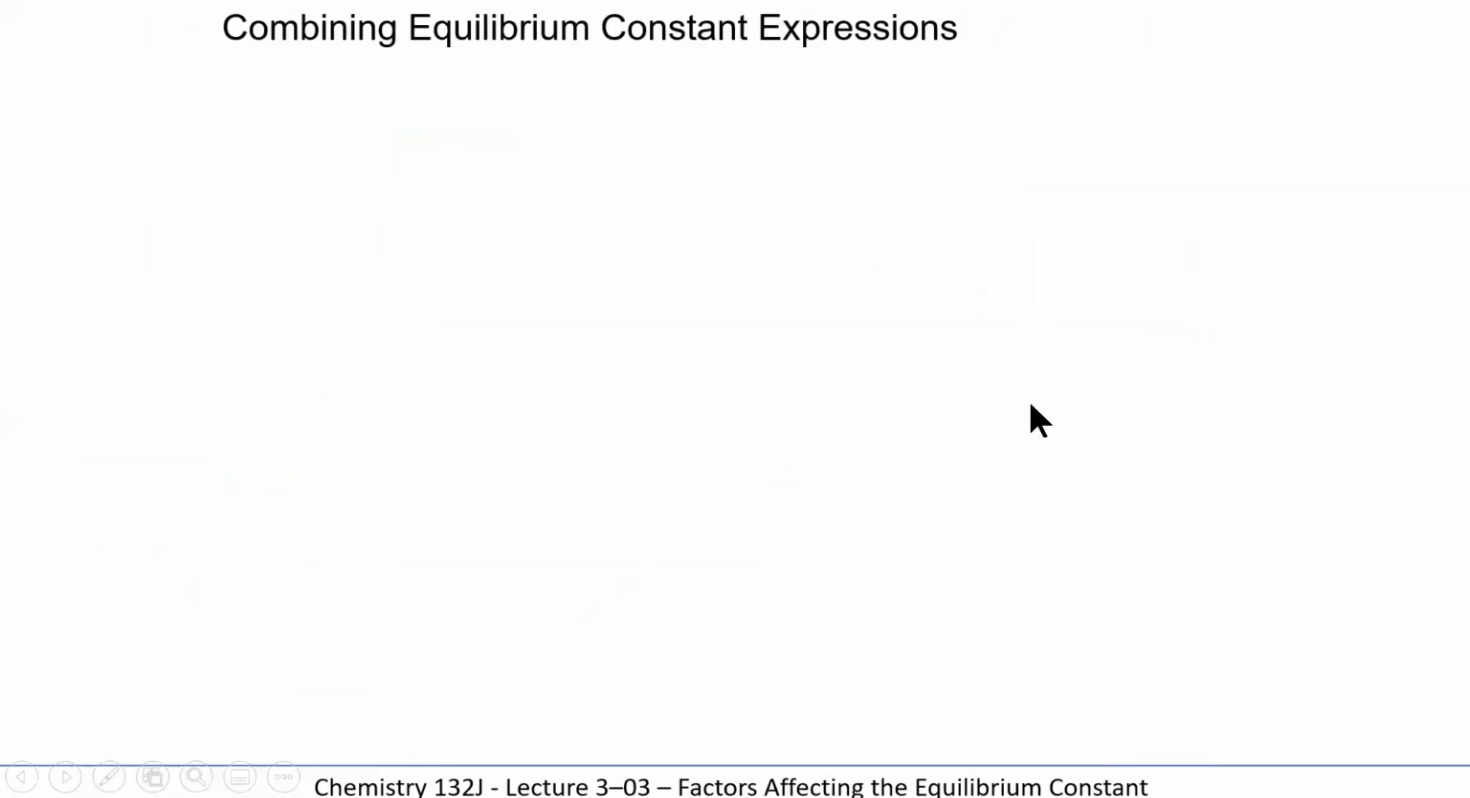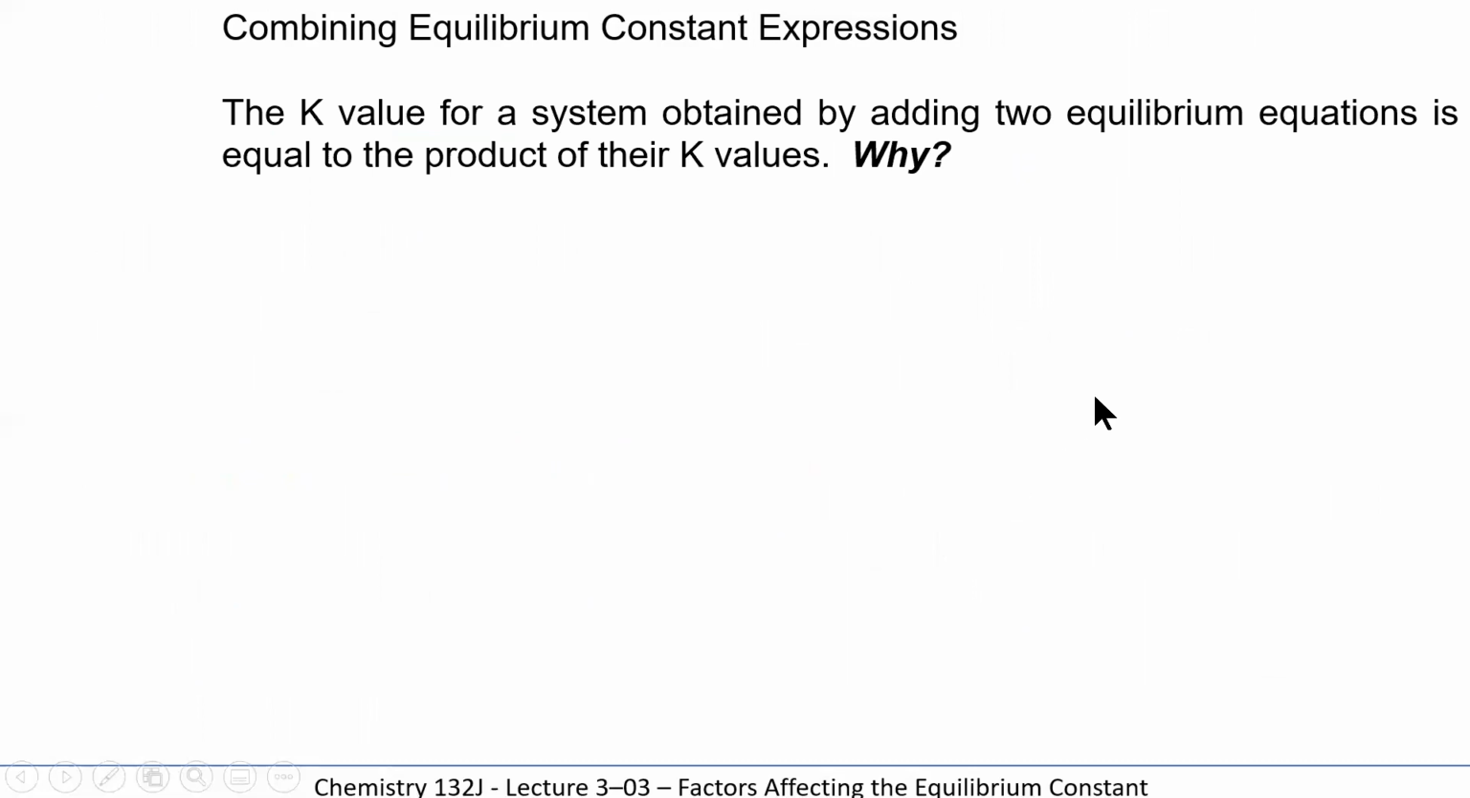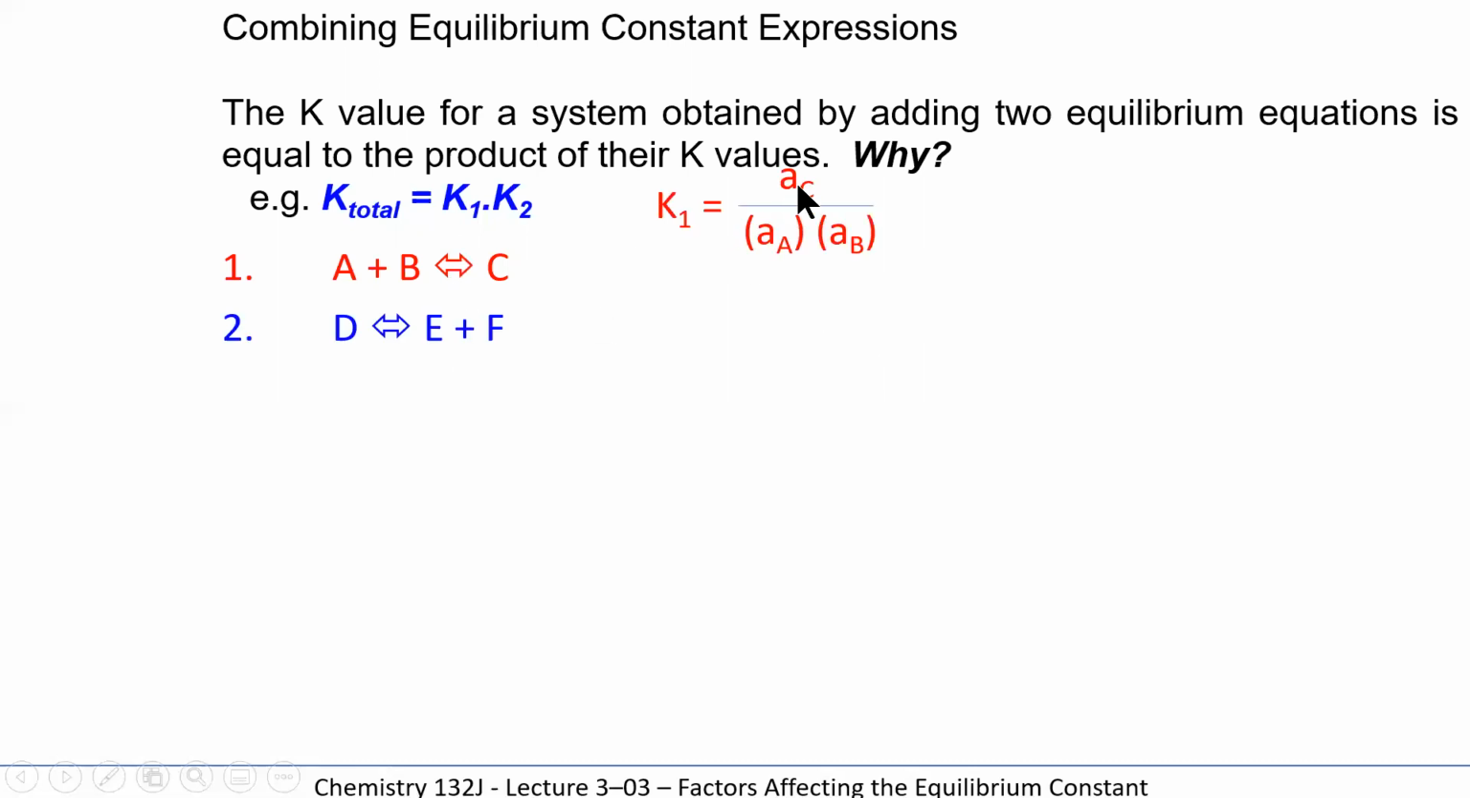Now what we're going to do is combine equilibrium constant expressions, the K values. Let's look and see what happens to them. The K total is really K1 times K2 when we combine two equilibria. So if I have equilibrium 1 and equilibrium 2, K1 is the activity of C over the activity of A times the activity of B. K2 is the activity of E times the activity of F divided by the activity of D.